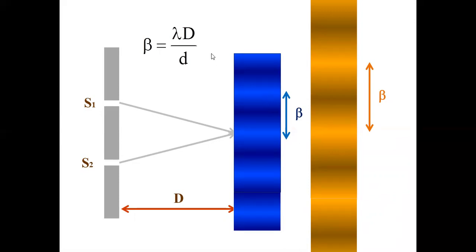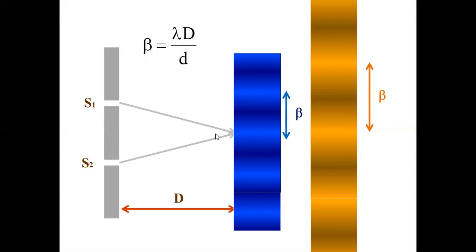No. Because for the red one, capital D and small d are the same, but lambda is not the same. For red color or brown color, lambda is more. So its fringes should be far away and far away.